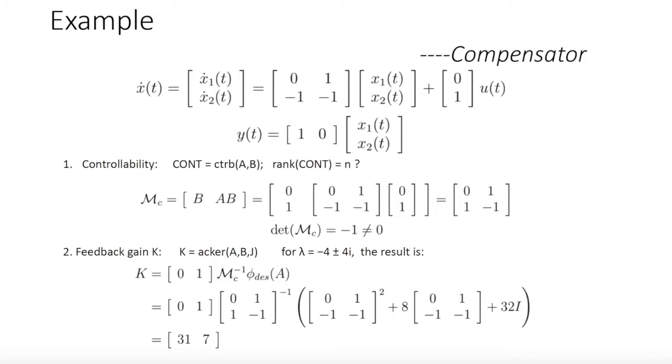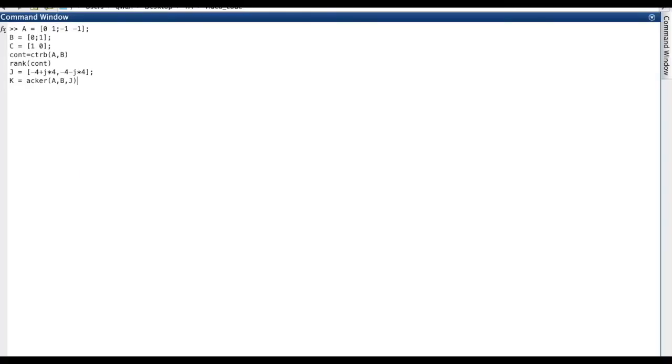Here again, for another example, first of all, we are going to see that the controllability matrix is full rank and its determinant is not equal to 0. So by using the state feedback control and putting the desired eigenvalues at negative 4 times I, the K gain can be computed as 31 and 7.